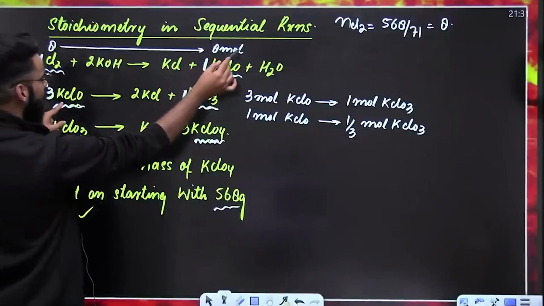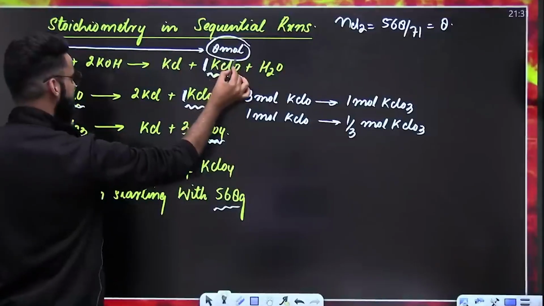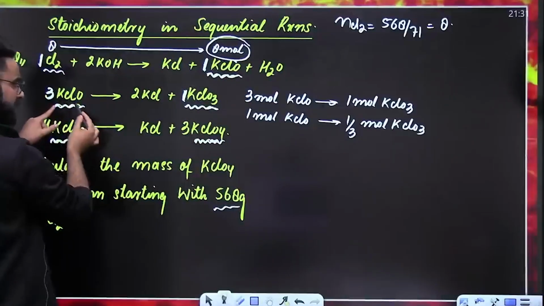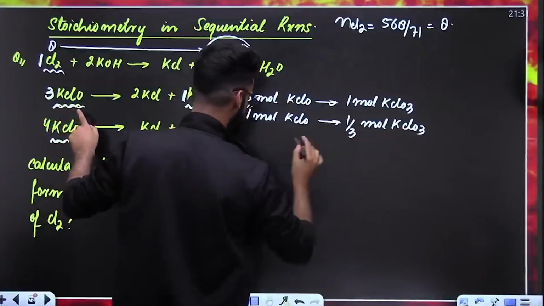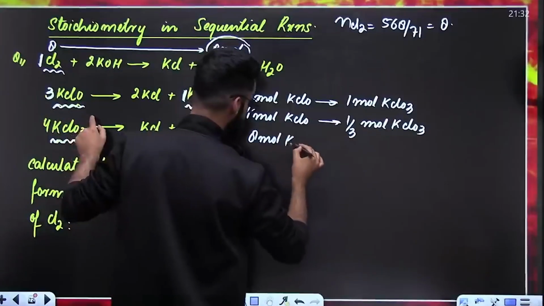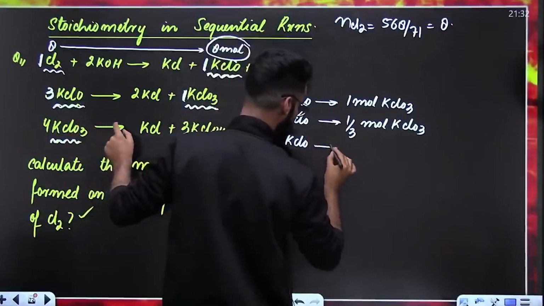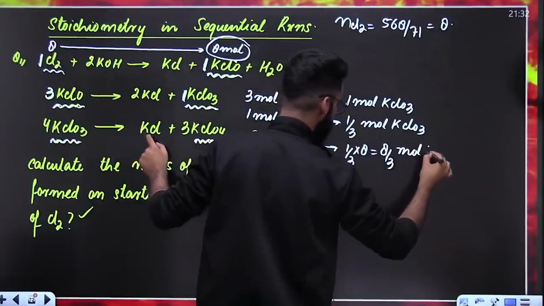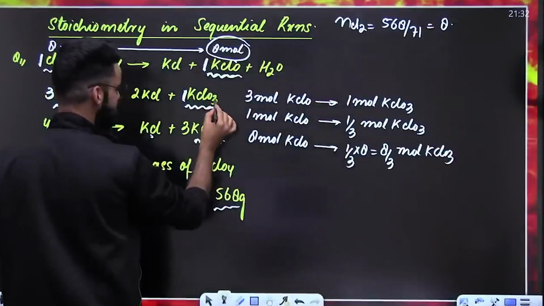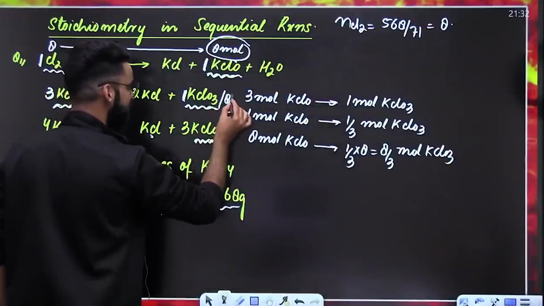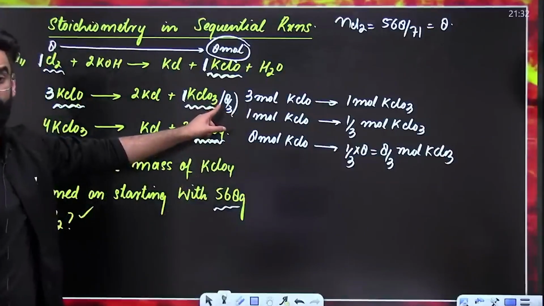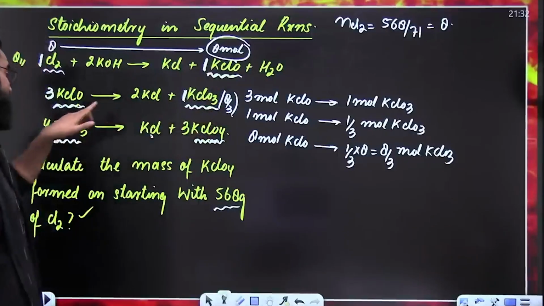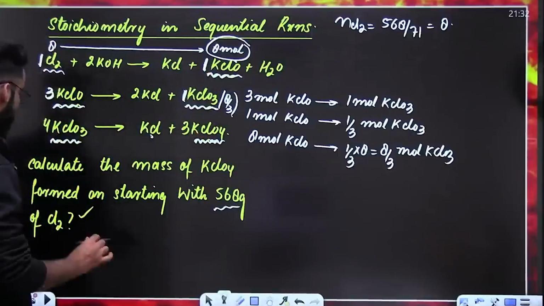Right? How much KClO was being formed in the first reaction? 8. Whatever KClO was formed in the first reaction, same amount of KClO is utilized in the second reaction. So if 1 mole of KClO gives 1 by 3 moles of KClO3, 8 moles of KClO which got formed in the first reaction are going to give 1 by 3 multiplied by 8, that is 8 by 3 moles of KClO3. So 8 by 3 moles of KClO3 got formed in the second reaction. And whatever moles of KClO3 got formed in the second reaction, same moles of KClO3 will be utilized in the third reaction.